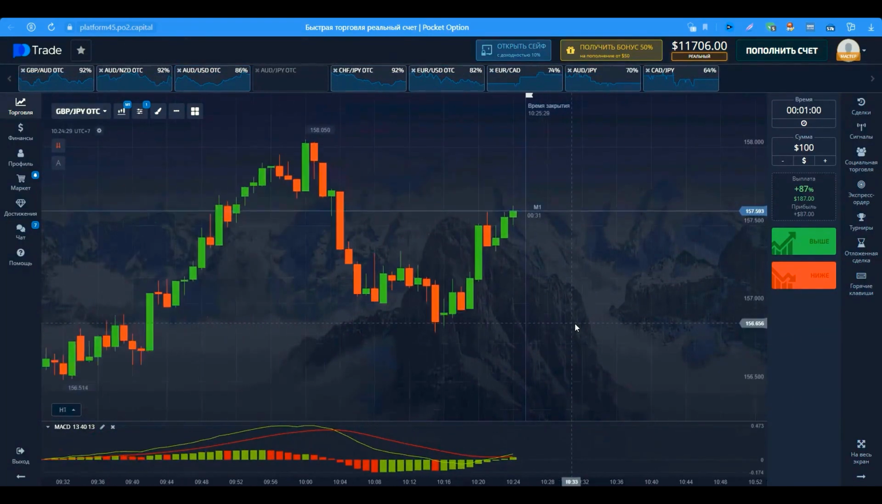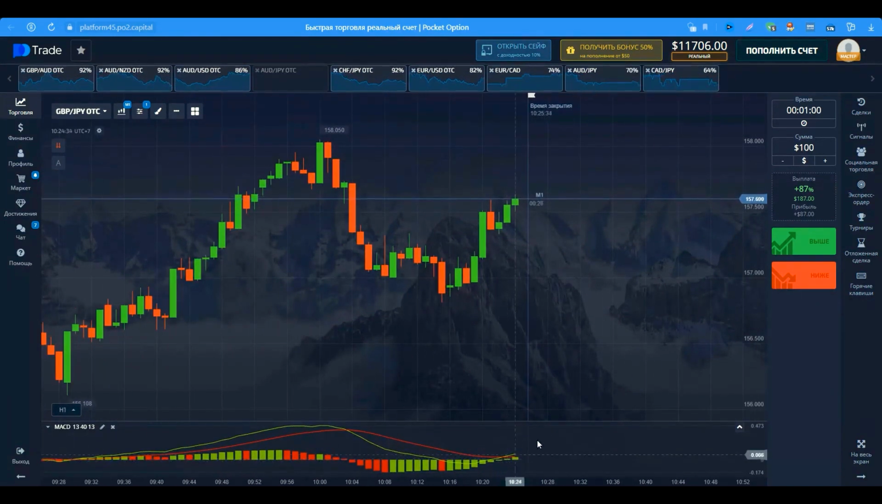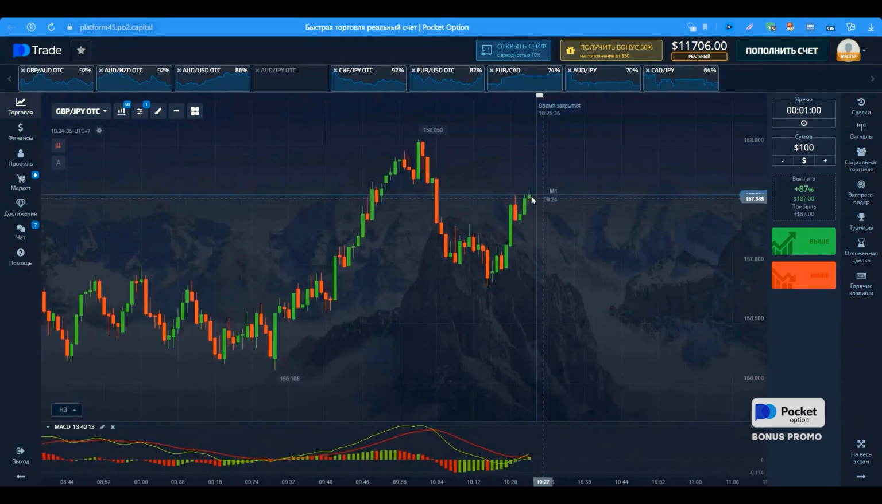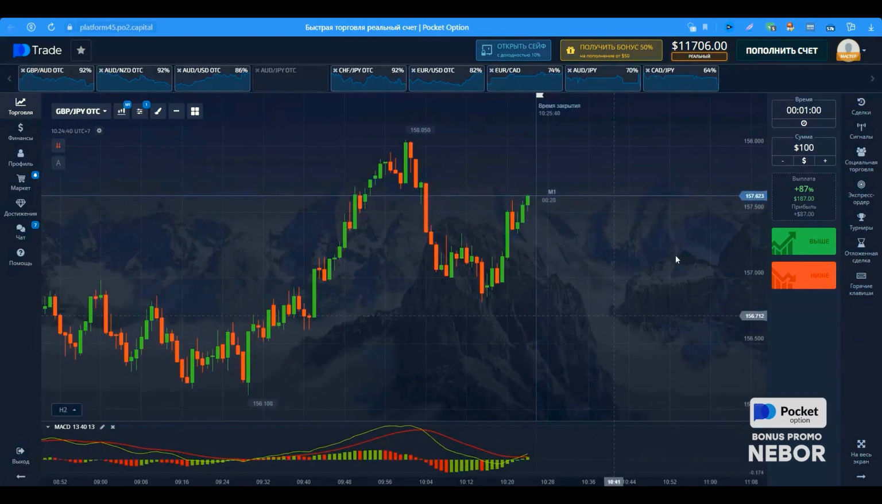The MACD shows that the lines have crossed, and there is also a signal bar right after that, with even the next one appearing after it. Overall, the volatility is high, the price is not stagnant, so it is possible to enter a trade.